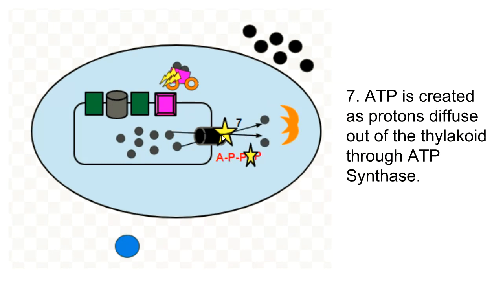Our 7th step here is to create ATP, and that happens as the protons want to get out of this thylakoid, but the only escape route is through ATP synthase. So they go through this channel, and as that happens, they help this enzyme here add the phosphate to ADP to become ATP. And I put the little star here by that last bond to represent that energy is mostly stored in that last bond.